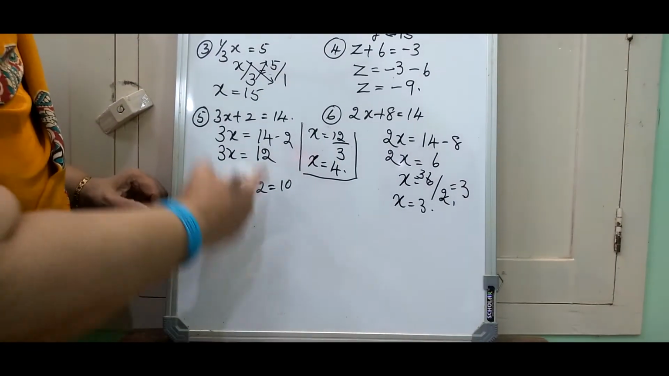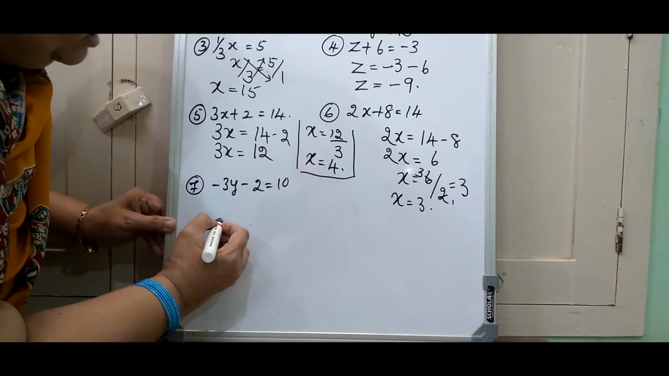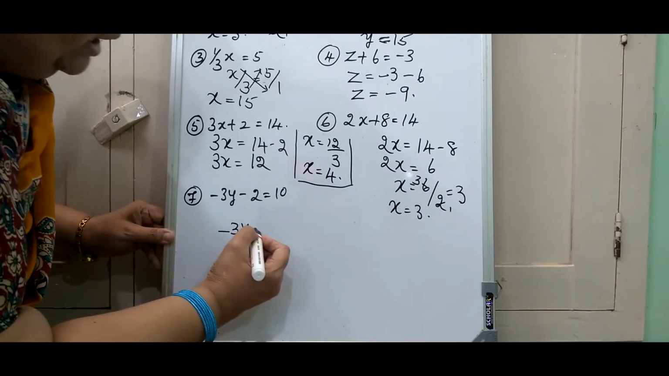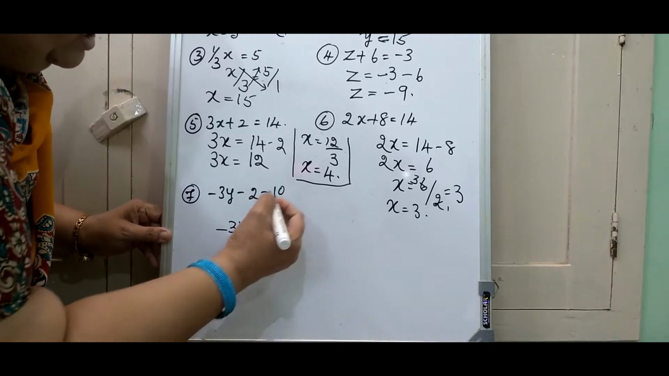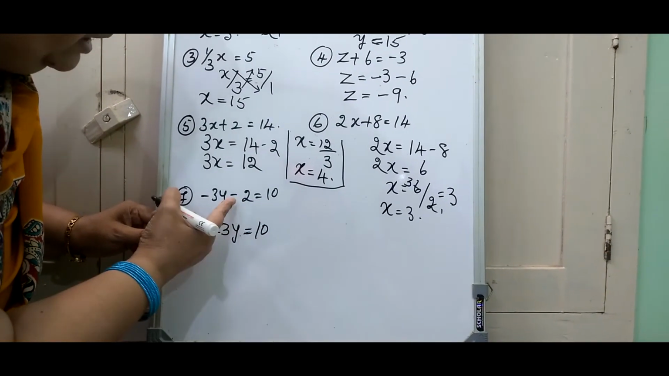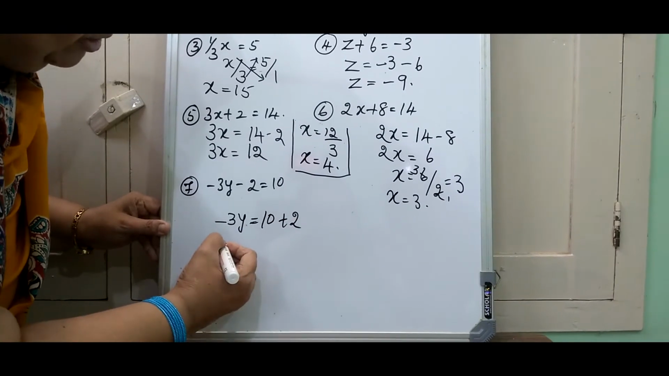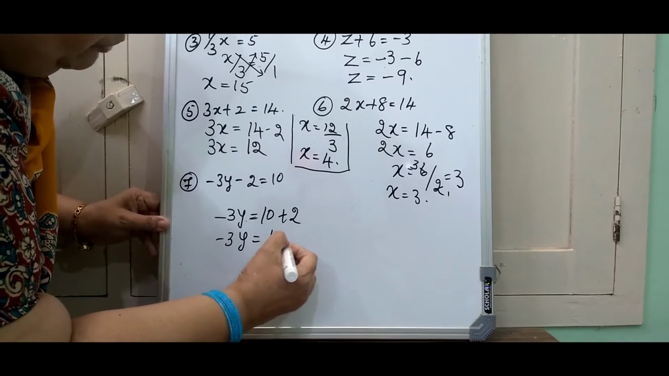And minus 3y minus 2 is equal to 10. Let us read 10. Here we should be very careful about the signs also. Minus 3y is retained like this only on the left hand side. And again 10 I have written here. Minus 2 you shift it to the other side. It will become plus 2. So minus 3y will be equal to 12.